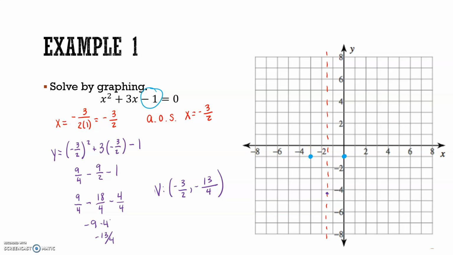But I still need one more point, and so I'm going to pick x equals negative 1. And when I do that, I get negative 1 squared plus 3 times negative 1, and then minus 1. So this gives me 1 minus 3 minus 1, which would be negative 2 minus 3 is negative 3. So I'm going to graph the point negative 1, negative 3.